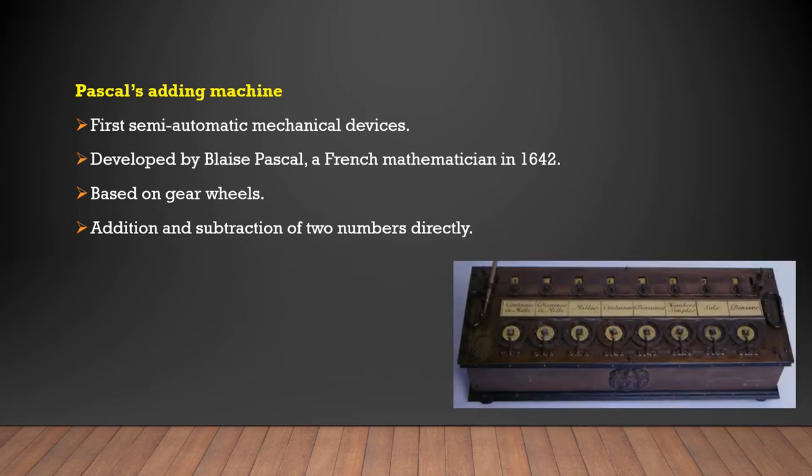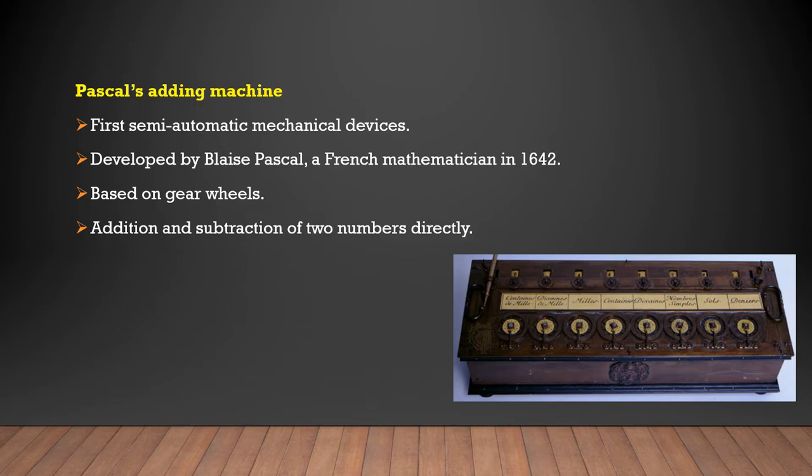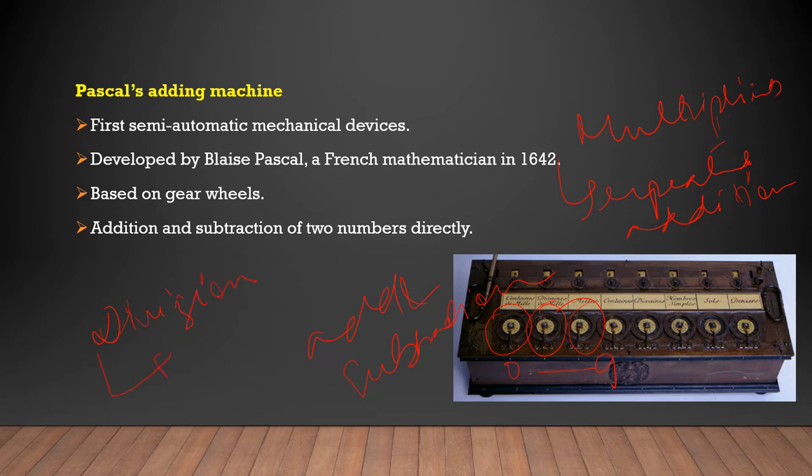So this is the figure of Pascal's adding machine, where you can see these are the wheels, and around the circumference of each wheel, the digits 0 through 9 are represented. With the help of these wheels, addition and subtraction used to be done, and multiplication and division were calculated with repeated addition for multiplication and repeated subtraction for division.